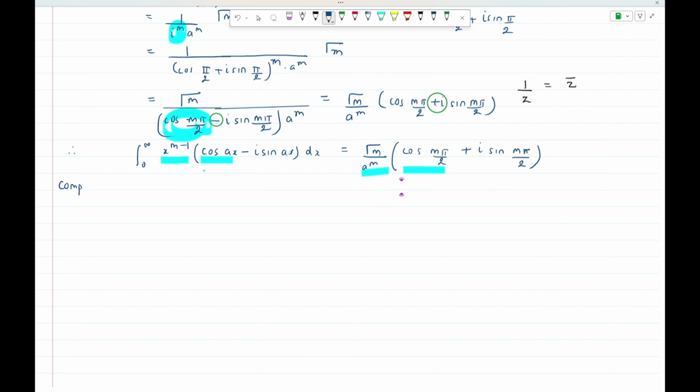So comparing real parts on both the sides, we get integration from 0 to infinity x raised to m minus 1 cos of ax dx is equal to gamma of m divided by a raised to m into cos of m pi by 2. And that's what we wanted to prove.